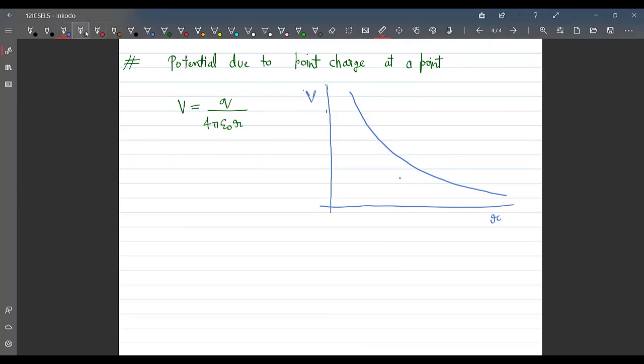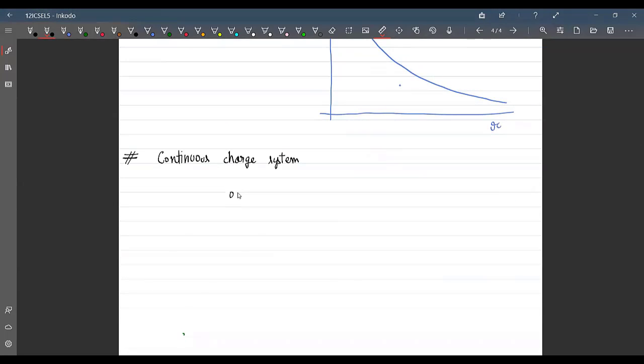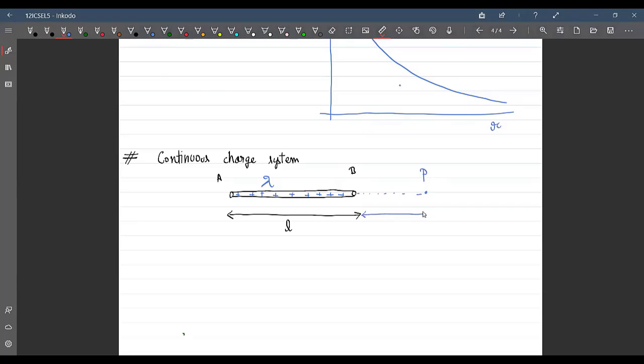And suppose there is a distribution of charge, as in there is a line charge. We'll do a small example, so it's not really important for you, but let us understand this. Suppose there is a continuous charge system. Let us say there is a positively charged rod, call the length to be L. There are two sides A and B, and it is positively charged. The charge per unit length is lambda, and I want to find the potential at point P, which is x distance away from the end B.